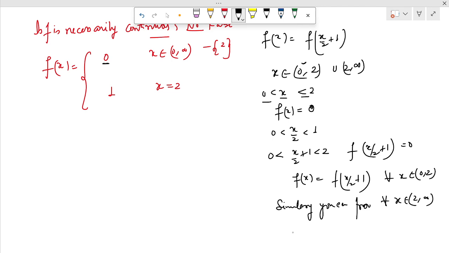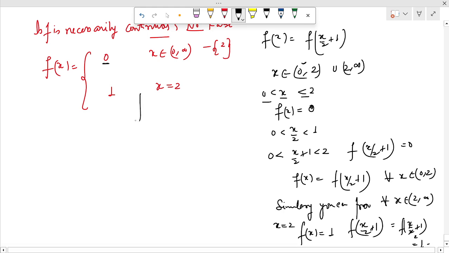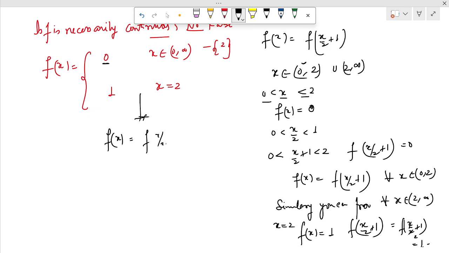What about x equal to 2? At x equal to 2, I know that f of x will be equal to 1. And what will f of x by 2 plus 1 be? It will be f of 2 by 2 plus 1, which is f of 2, and which is certainly 1. So clearly, this particular function satisfies the functional equation f of x is equal to f of x by 2 plus 1, but f is discontinuous at x equal to 2. So this statement is false.